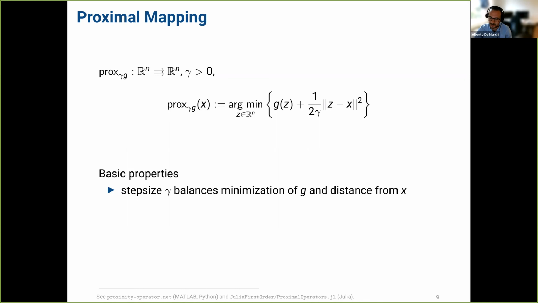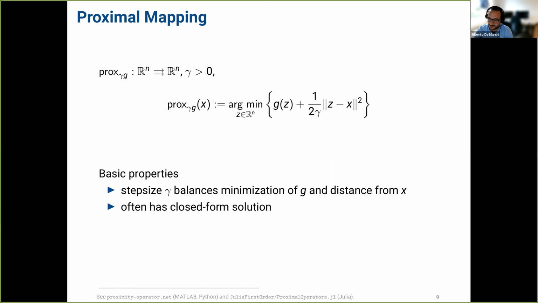Now, some basic properties are that this step size gamma is a way to balance between the minimization of the g term, our non-smooth objective, and the distance from the point x where we compute this proximal operator. It is a way to balance the two objectives in this proximal subproblem, let's say.